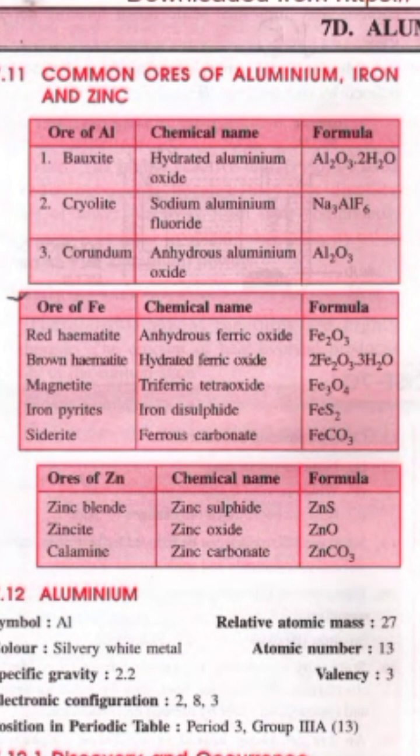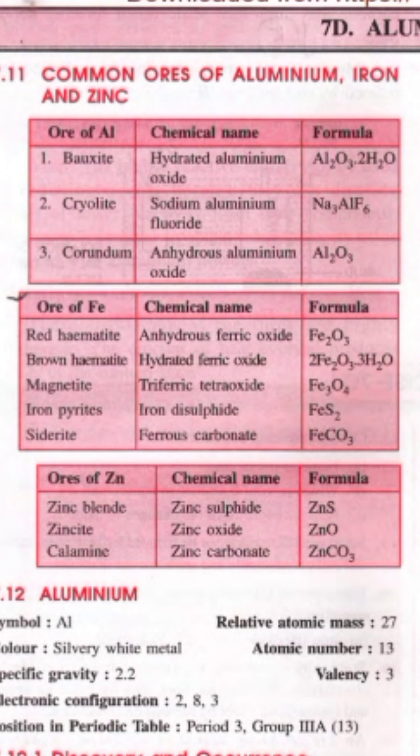Then we have brown hematite. It is hydrated ferric oxide, 2Fe2O3.3H2O. Next we have magnetite, that is triferric tetroxide, Fe3O4, as the name suggests. Triferric, so 3 iron and tetroxide, so 4 oxygen. Next we have iron pyrites and siderite, but the first three are more important and generally asked in the exams.